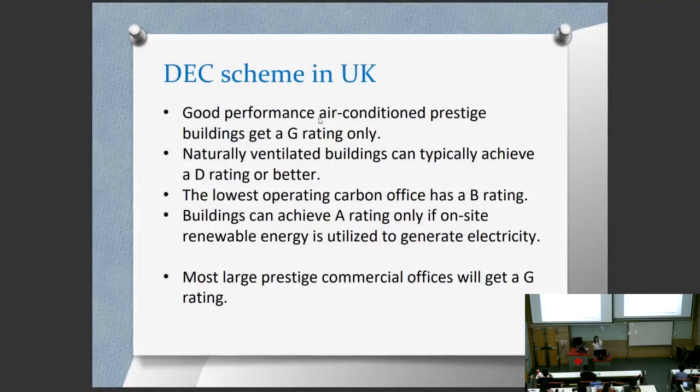Okay, so a good performance air-conditioned prestige building gets the G rating only, and naturally ventilated buildings can typically achieve a D rating or better. And for the lowest operating carbon office, it has a B rating only, not A, just B. So buildings can achieve an A rating only if on-site renewable energy is utilized to generate electricity, maybe by PV panels or maybe some wind turbines and so on. And most large prestige commercial offices will only get a G rating.